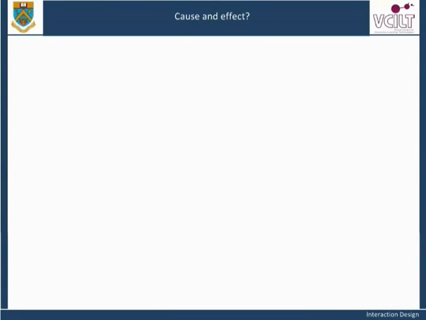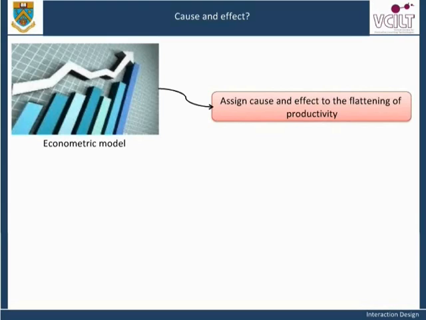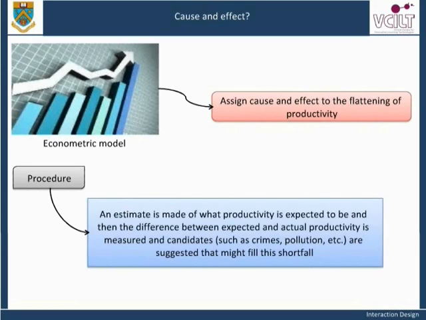Landauer, 1995, traces this argument through looking at several econometric models which try to assign cause and effect to the flattening of productivity. The details are very complex, but the procedure is as follows. An estimate is made of what productivity is expected to be, and then the difference between expected and actual productivity is measured, and candidates, such as crime, pollution, etc., are suggested that might fill this shortfall.